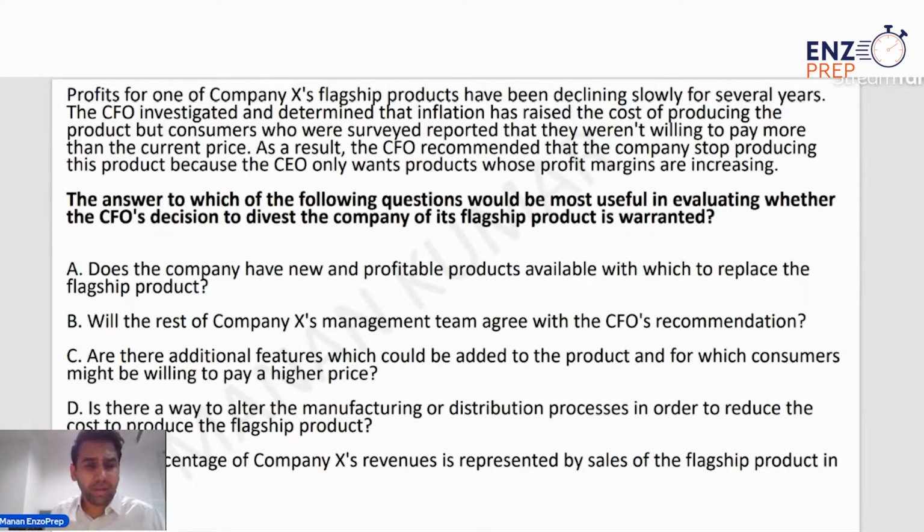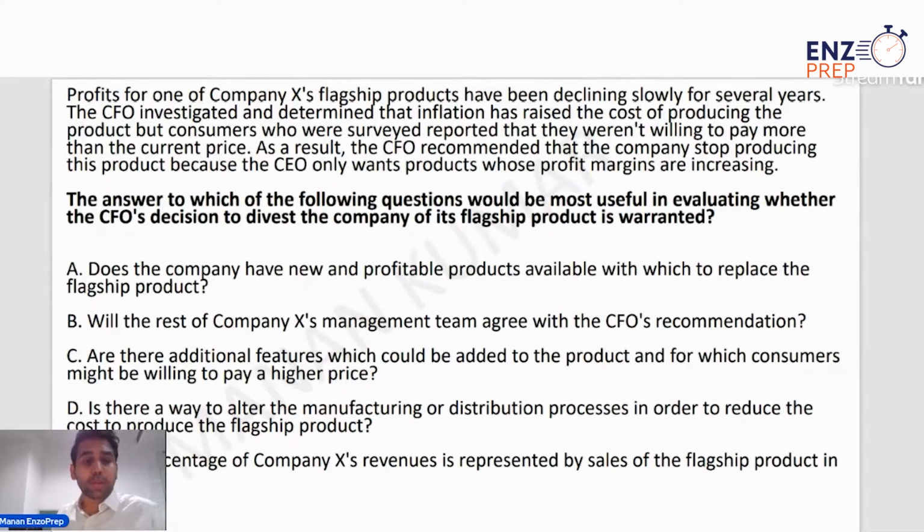C, are there additional features which could be added to the product for which consumers might be willing to pay a higher price? This makes sense. This is actually about the product. So at least let's hold on to it and we'll come back to it to see if it's the best of the lot. D says, is there a way to alter manufacturing or distribution processes in order to reduce the cost to produce the flagship product? Now, this is again concerned about the flagship product, not about the overall company. So C and D are good answer choices to get down to.